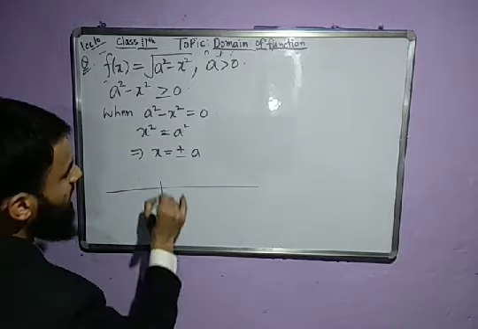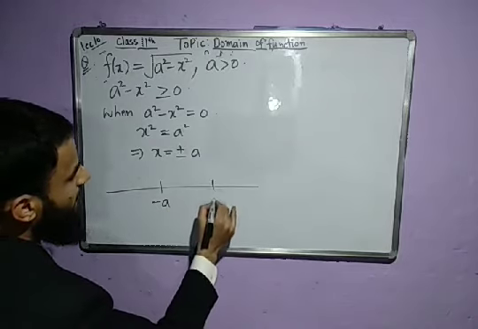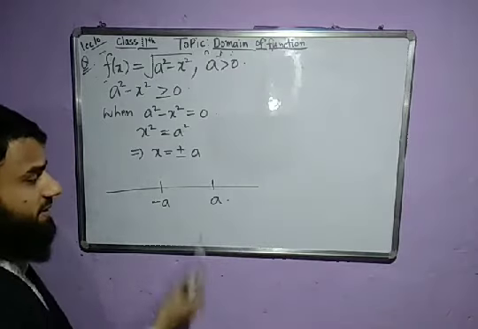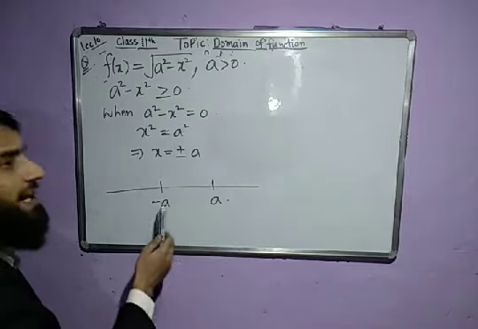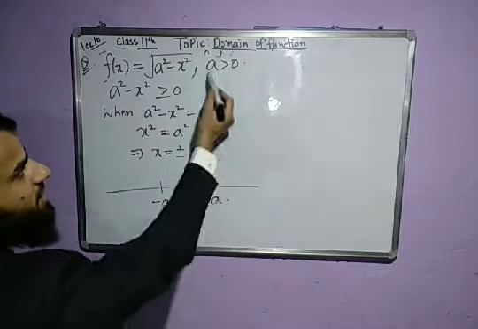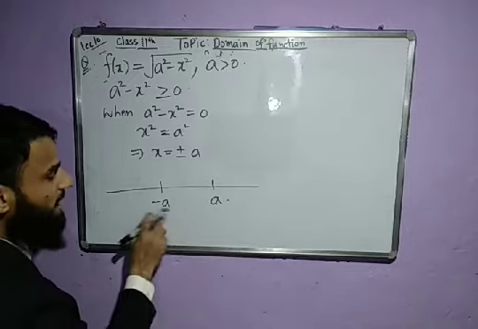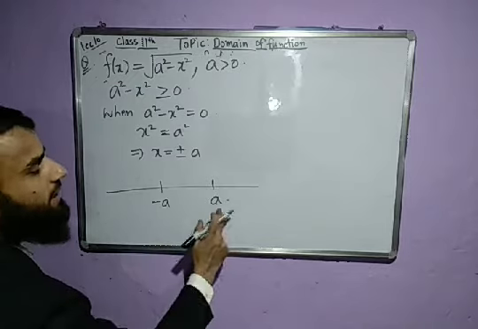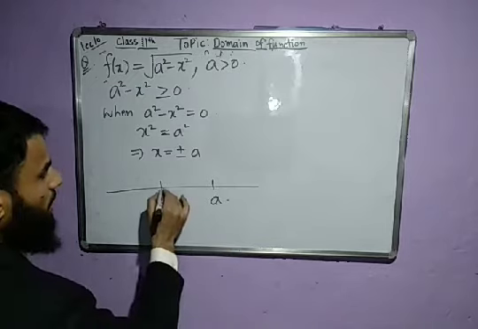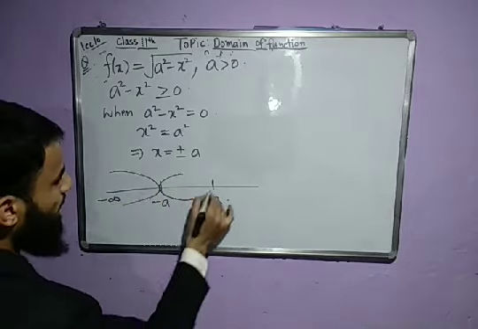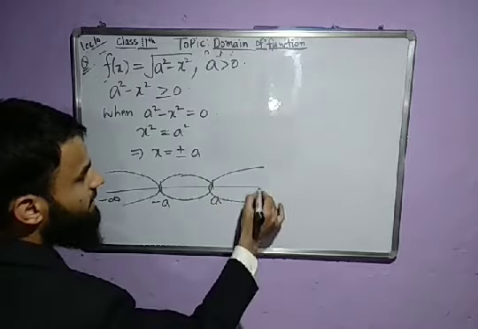Then I plot it on the number line. Since a is greater than 0, it means a will be greater than minus a. So it's very important. That's why I am putting minus a on the left-hand side and a on the right-hand side. Okay, now there are 3 regions. This is the first region, this is the second region, and this is the third region.